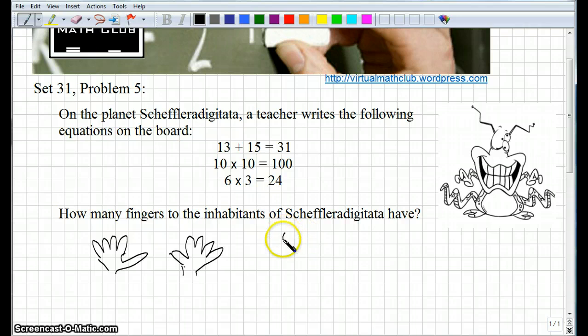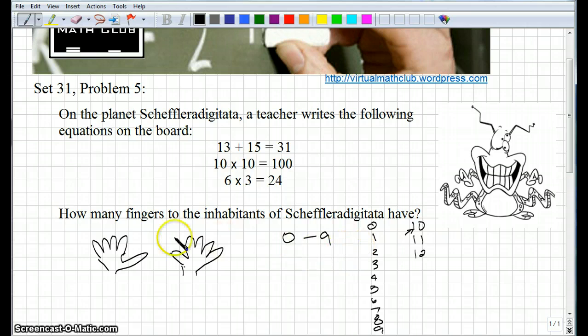We use the digits 0 through 9, right? And we count 1, 2, 3, 4, 5, 6, 7, 8, 9, and then what do we do when we get to 9? We use a place value system, right? And then we have 10. We could start with 0, and then we use the tens place to keep track of how many tens we have. So we have 1 ten and 0 ones, 1 ten and 1 one, 1 ten and 2 ones, okay?